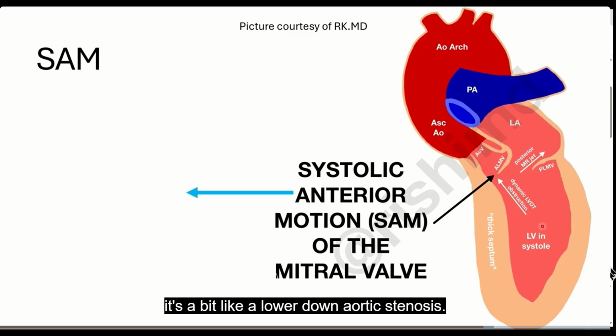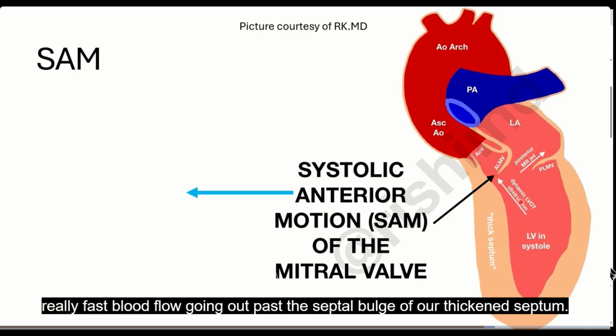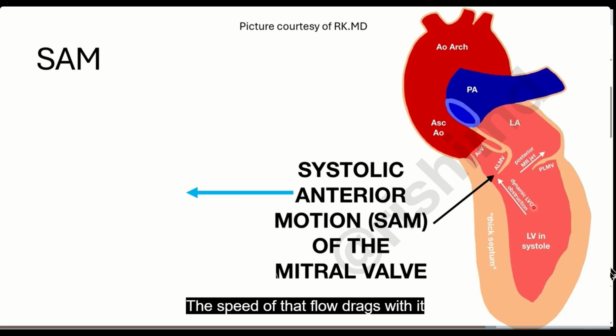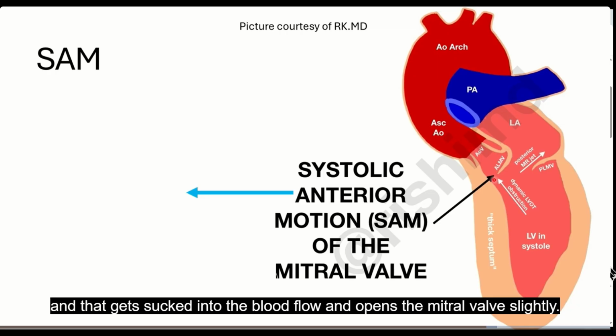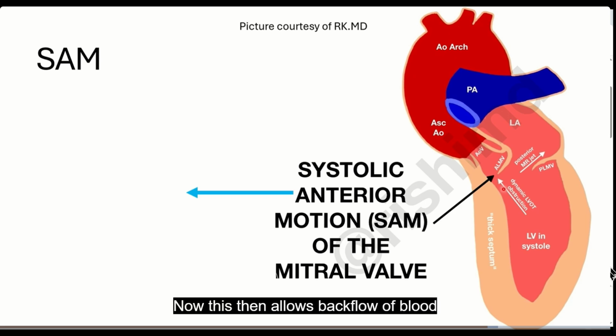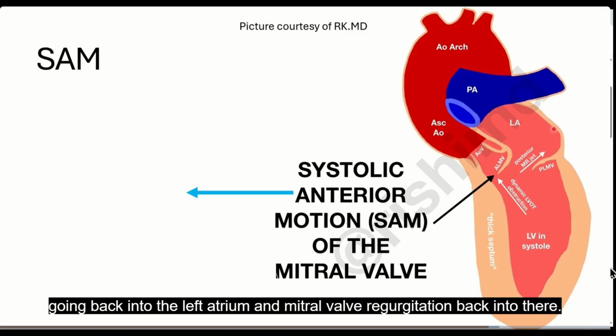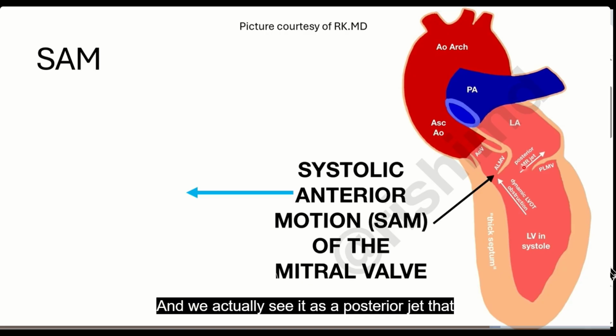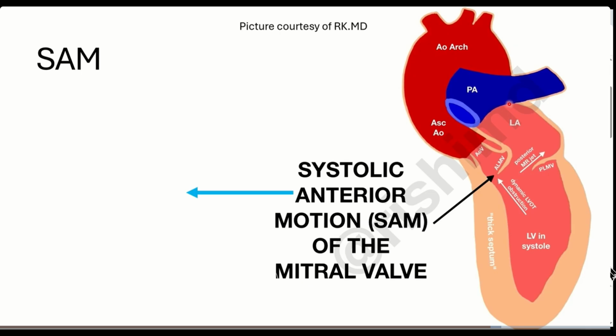Because we've got really fast blood flow going out past the septal bulge of our thickened septum, the speed of that flow drags with it the anterior leaflet of the mitral valve, and that gets sucked into the blood flow and opens the mitral valve slightly. Now this then allows backflow of blood through the mitral valve, mitral valve regurgitation back into the left atrium. And we actually see it as a posterior jet that really hits the outside wall of the left atrium, and can even curl round in a swirl. And it's quite a specific presentation.